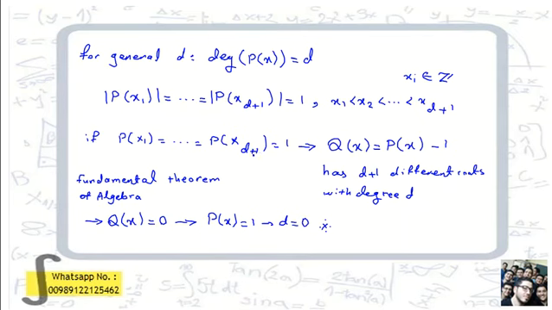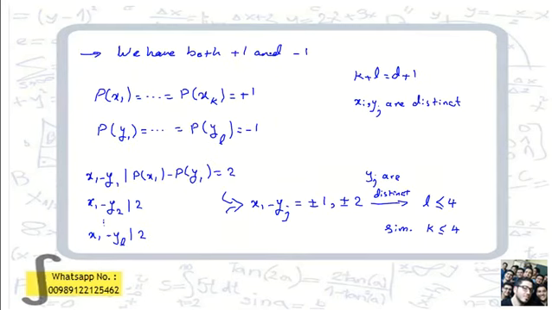And similarly, we can use this proof for when all of them equal minus 1, then you define q of x equals p of x plus 1. And so we can conclude that we have both plus 1 and minus 1. So suppose that p of x1 to p of xk equals plus 1, p of y1 to p of yl equals minus 1, and they are all d plus 1 different integers. So k plus l equals d plus 1.